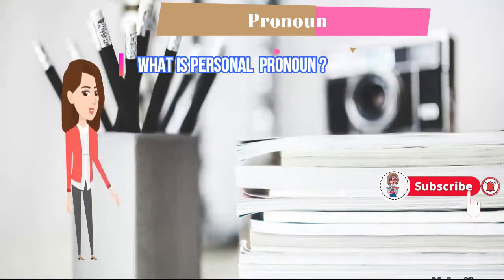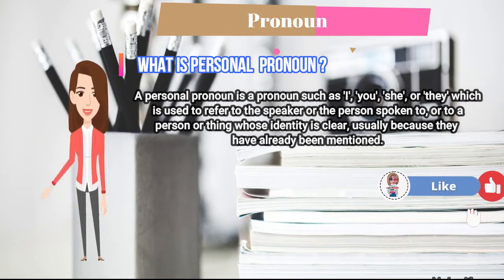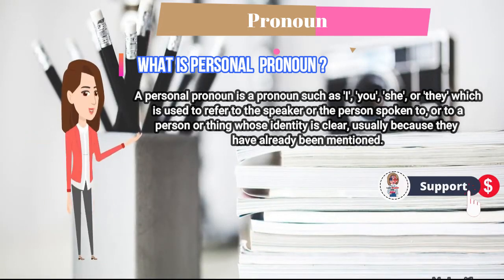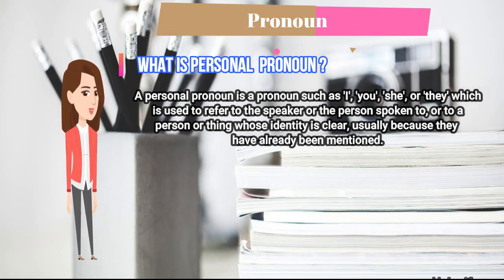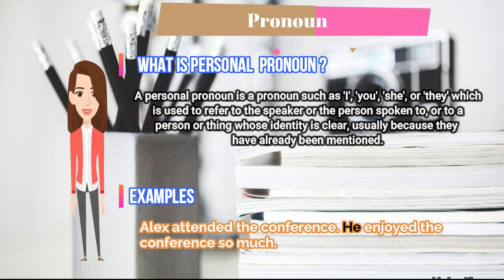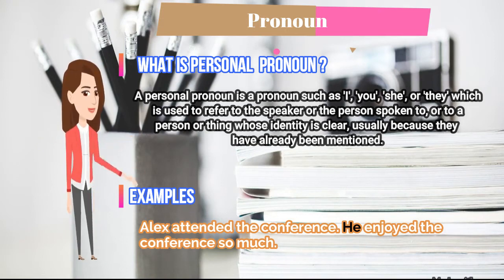Now let me explain. What is a personal pronoun? A personal pronoun is a pronoun such as I, you, she, or they, which is used to refer to the speaker or the person spoken to, or to a person or thing whose identity is clear, usually because they have already been mentioned. Let us see the example of personal pronouns in English grammar. Alex attended the conference. He enjoyed the conference so much. So, in this example, "he" is the personal pronoun replacing the antecedent, Alex. He refers specifically to Alex.